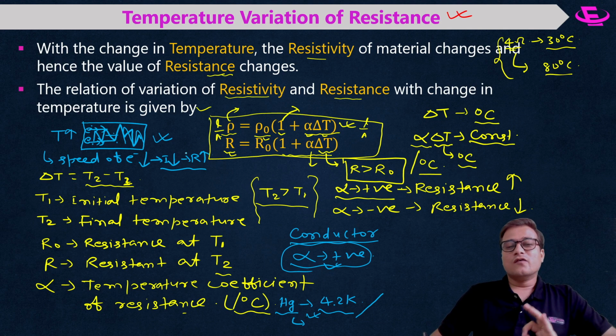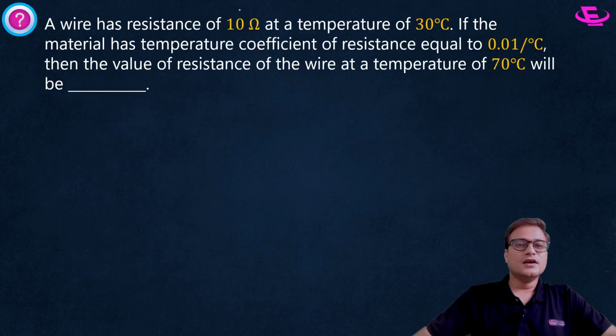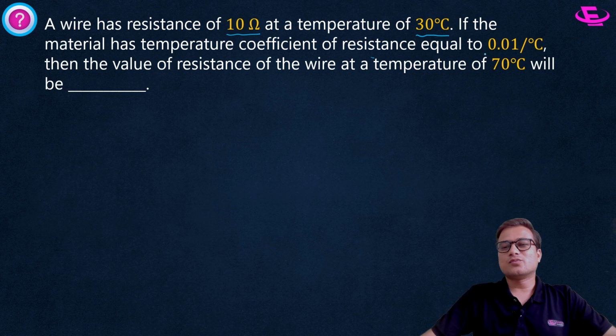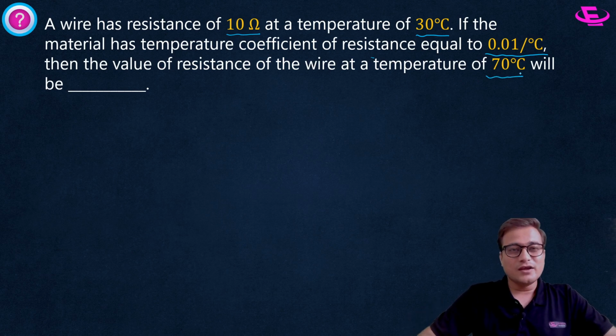There I'll tell you where you people can make a mistake. That's why I'm writing T2 greater than T1 in this expression. See the first question on the board. A wire has a resistance of 10 ohm at a temperature of 30 degrees Celsius. If the material has a temperature coefficient of resistance equal to 0.01 per degree Celsius, then the resistance of the wire at a temperature of 70 degrees Celsius will be.